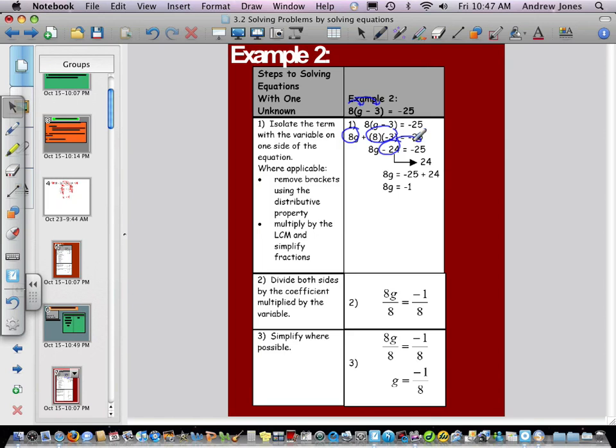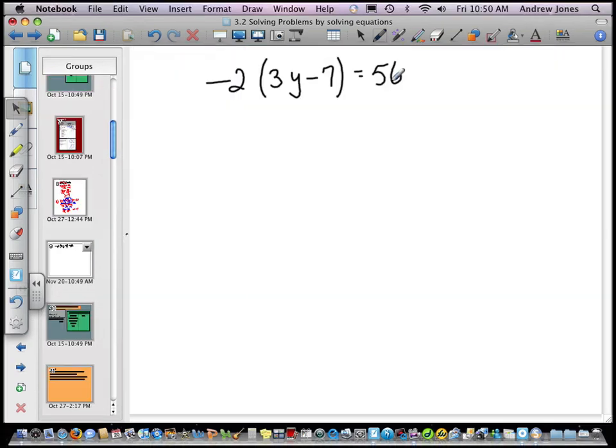Now we have to look at getting rid of the coefficient. That's the number that is multiplied by the variable. In this case, the coefficient's 8. So if we go down a little bit further in our sheet, step 2, the opposite of multiplying by 8 is dividing by 8. So this is what we do in this case. If we do it on one side, we also have to do it on the other side. The answer is going to be g equals negative 1 over 8. Let's try one more just for practice.